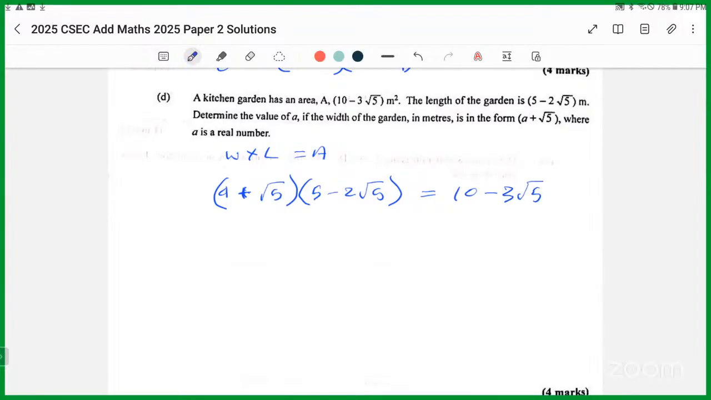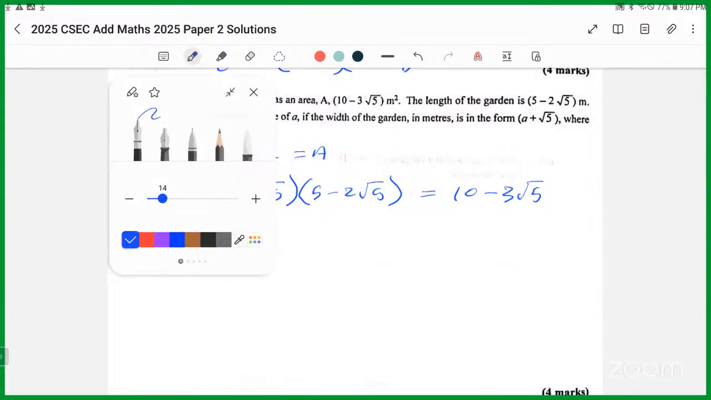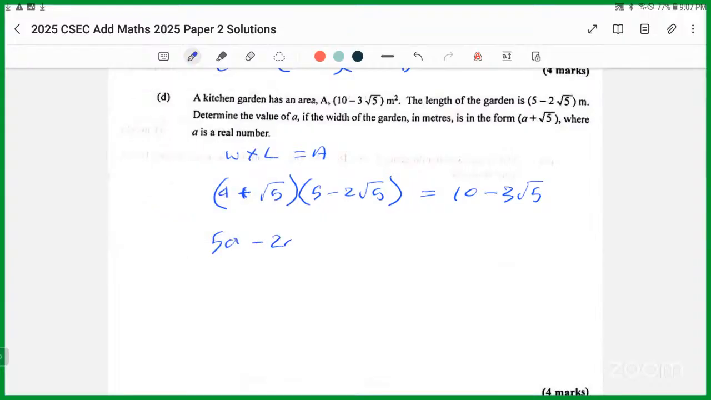I think there's more work than needed, so I will try to do it the easy way. This times this is 5A. And this times this is plus minus. I'm doing the other way. I will divide. Dividing is easier. Minus 2A root 5. And then this time this is plus 5 root 5. And this root 5 times root 5 is 5, times this 2 is 10. That's minus 10. That's equal to 10 minus 3 root 5. Right? That's a minus 10.